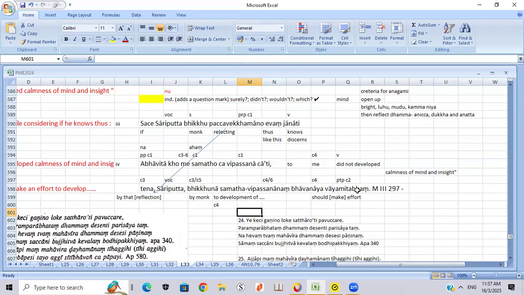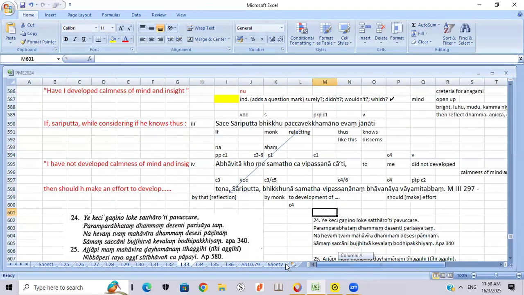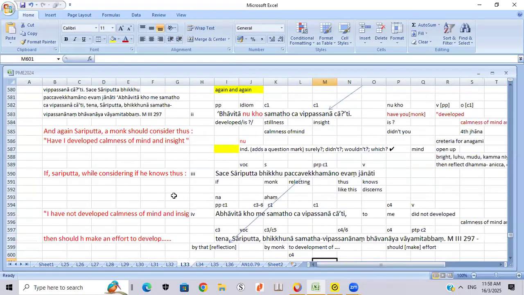Get it? Take an object, you insert it here. A monk should, can you see should? Because this is a verb. A monk should make an effort to develop. This becomes an object. No need to say of. Then you are able to get the line. You see, not so easy. Now this is the translation, a bit long, so that's why I put it again. In English, you don't put it again and again; once and again is enough.